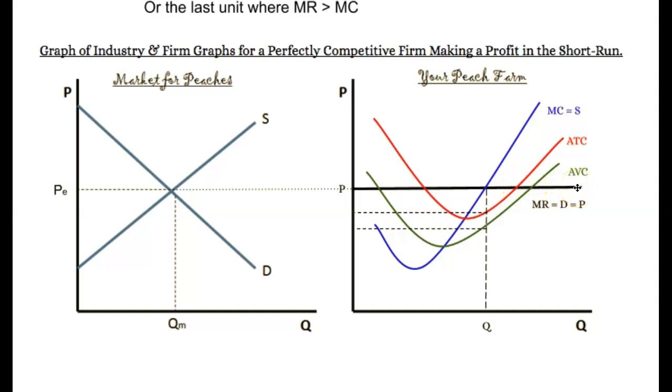And that would also be, you would label that MR equals D equals P equals AR. It's all of those things. MR equals D equals AR equals P. Your marginal cost curve is your swoosh, ATC, and AVC.